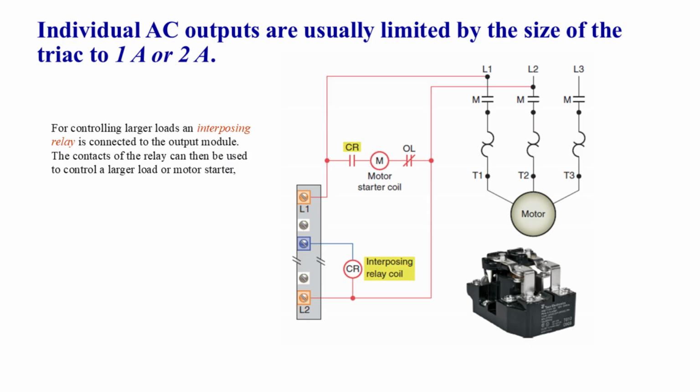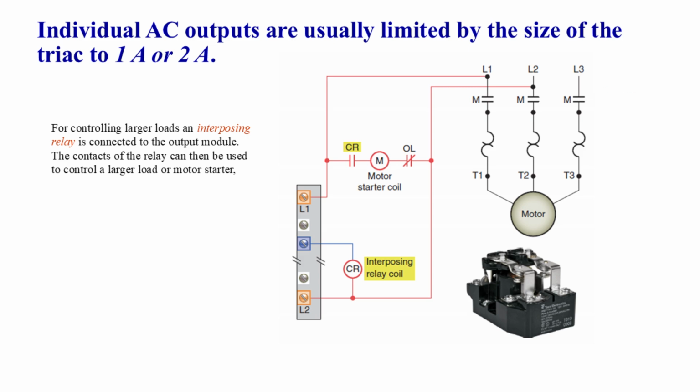This is where an interposing relay comes in. The PLC output doesn't directly power the large motor. Instead, it energizes the coil of an interposing relay, which then closes the CR contact. This completes the circuit for the motor starter coil M. Once the motor starter coil is energized, it closes the three-phase power circuit to the motor, allowing it to run.